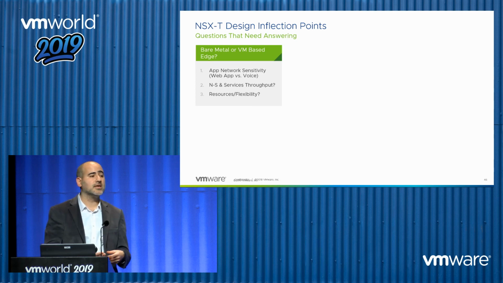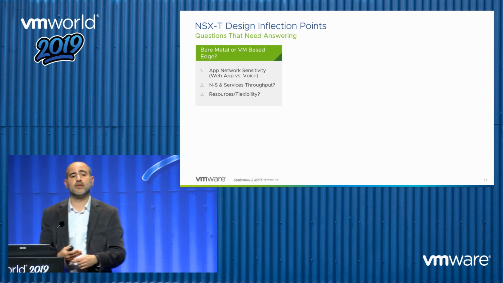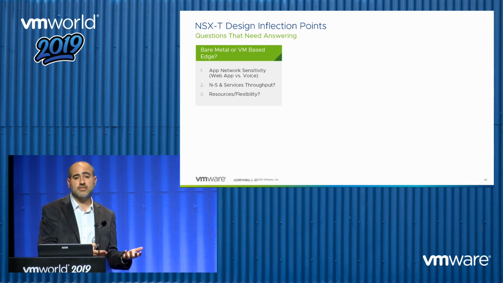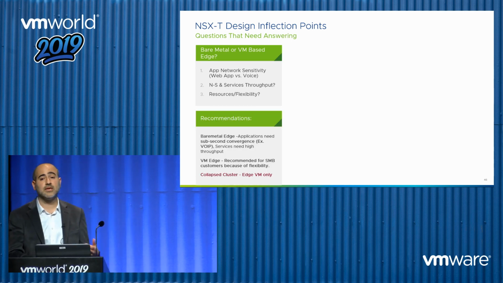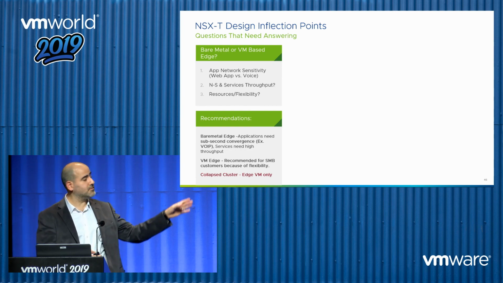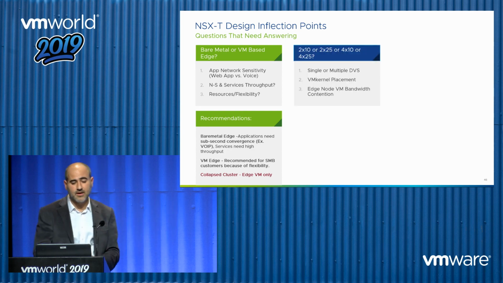As Amit mentioned, bandwidth with bare metal edges, you can address more bandwidth requirements, but also convergence. But again, when it comes to SMB design, you need to take into account the physical space as well when we are talking about the bare metal edge concept. Again, on a collapsed cluster, obviously it has to be an edge VM. And again, as Amit mentioned, VM edge is what we are recommending in an SMB design.